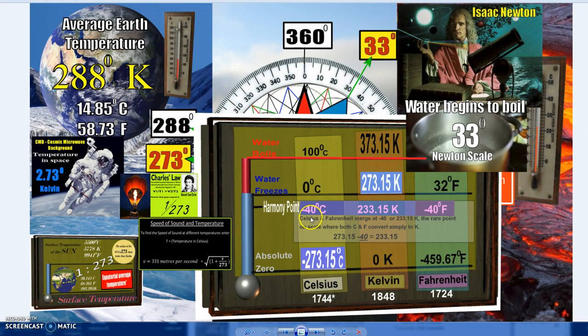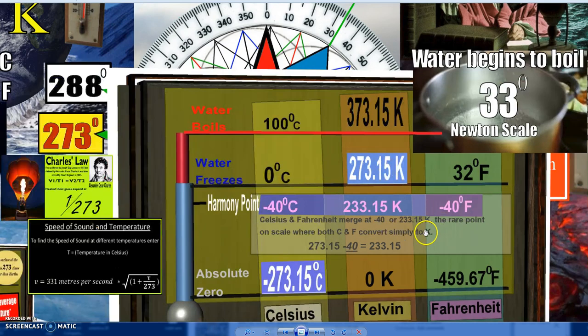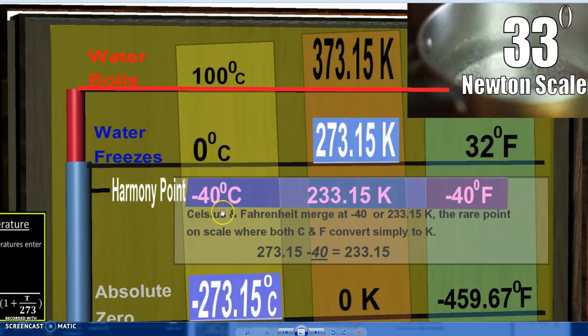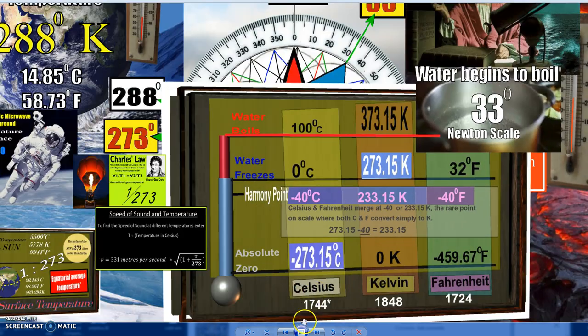Now here's an interesting one. There's a harmony point between Celsius and Fahrenheit. Minus 40 degrees C is exactly minus 40 degrees Fahrenheit, this very rare point. Now that's 233.15 Kelvin. 233 is a Fibonacci number.